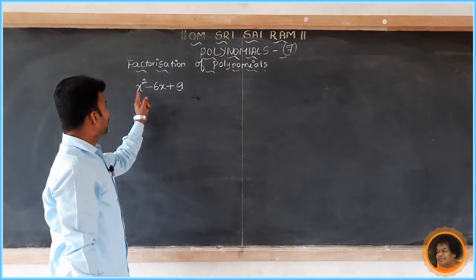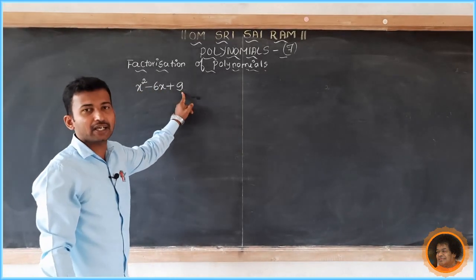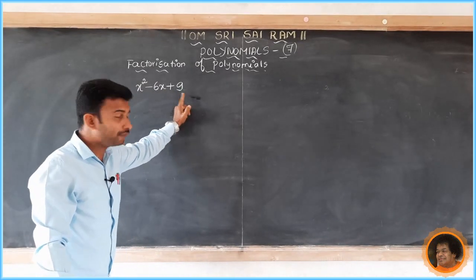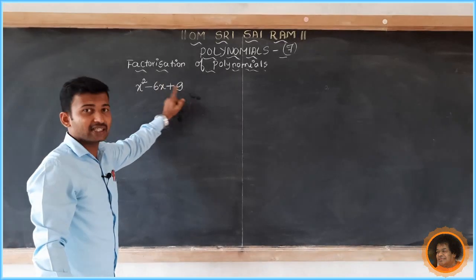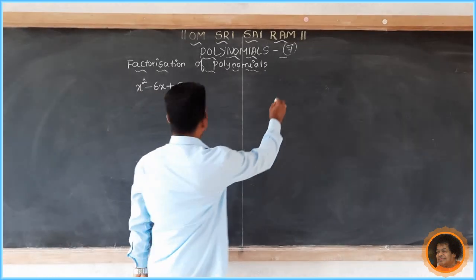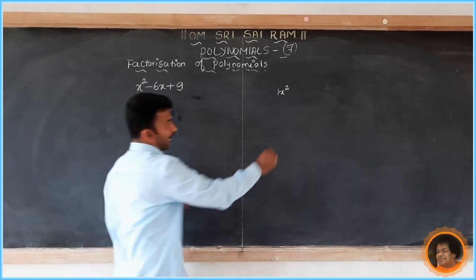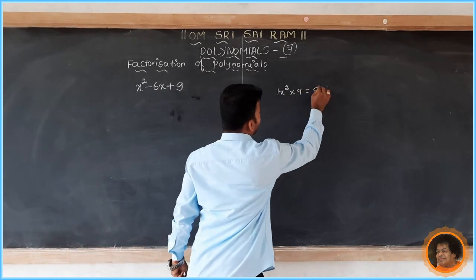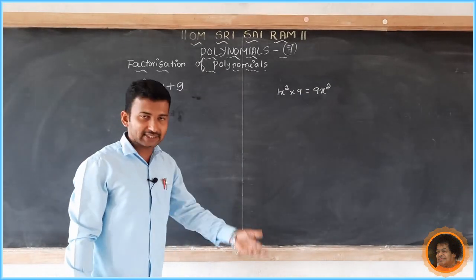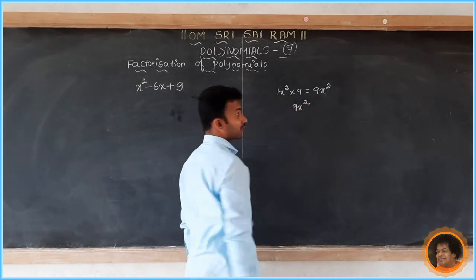Second problem, factorize x square minus 6x plus 9 by splitting the middle term. What is the first step? Yes, find the product of first and last, that is the product of ax square and c. Here ax square is equal to 1x square, and c is plus 9. 1x square into 9 is equal to 9x square. So this is the product. What is the next step? Yes, find the possible factors of 9.